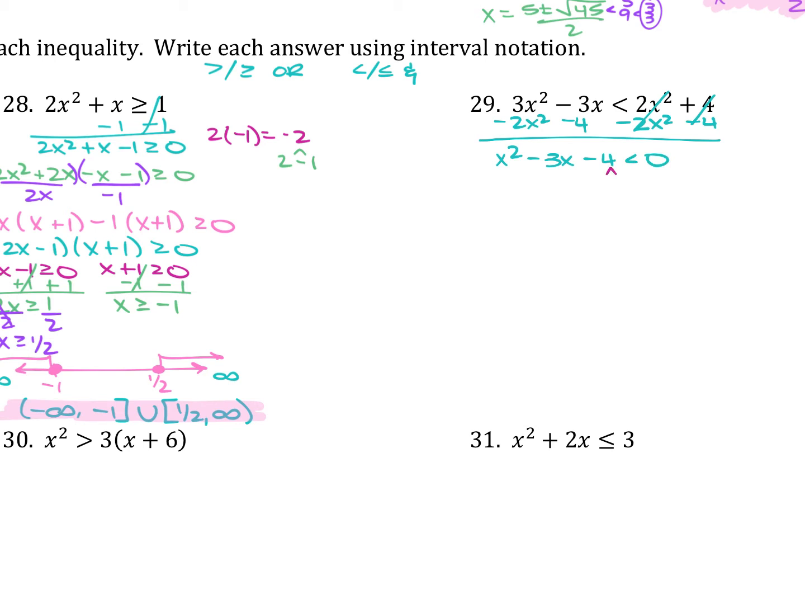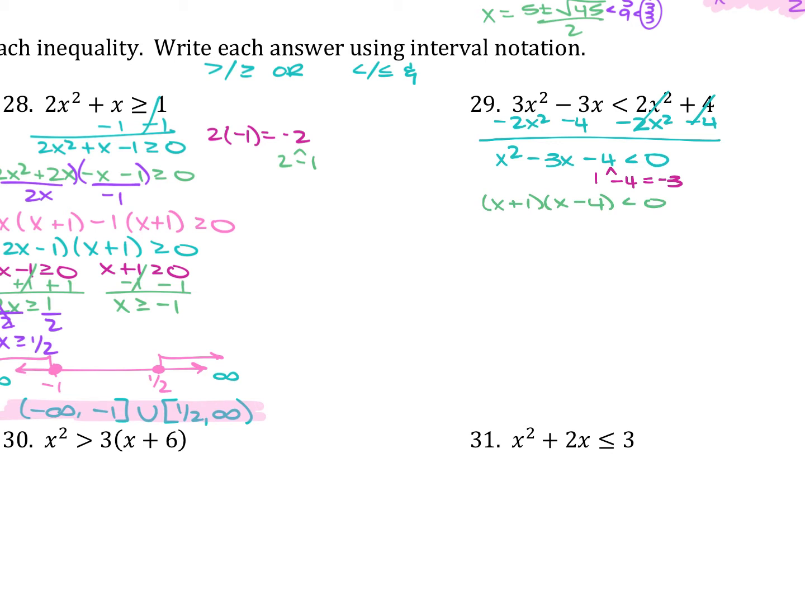What are your factors of negative 4 that add up to be negative 3? You have 1 and negative 4, which give you negative 3. So this factors out to be x plus 1 times x minus 4 is less than 0.